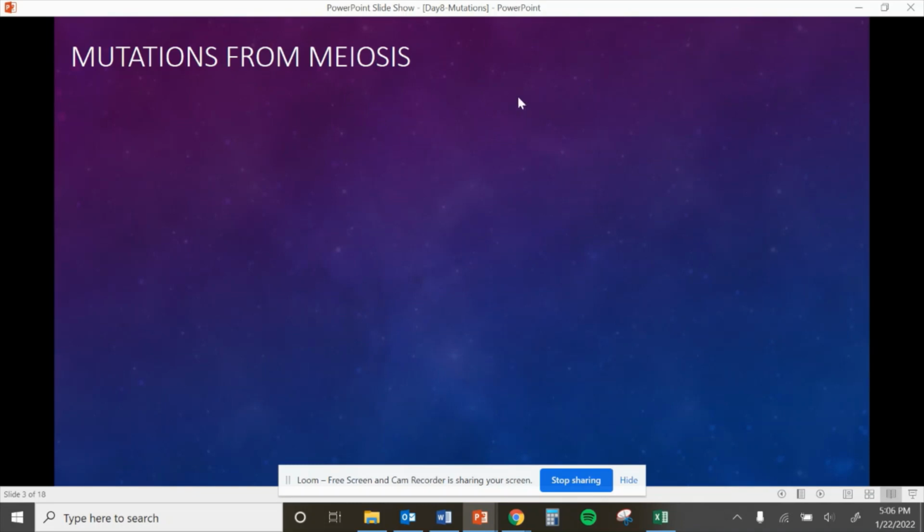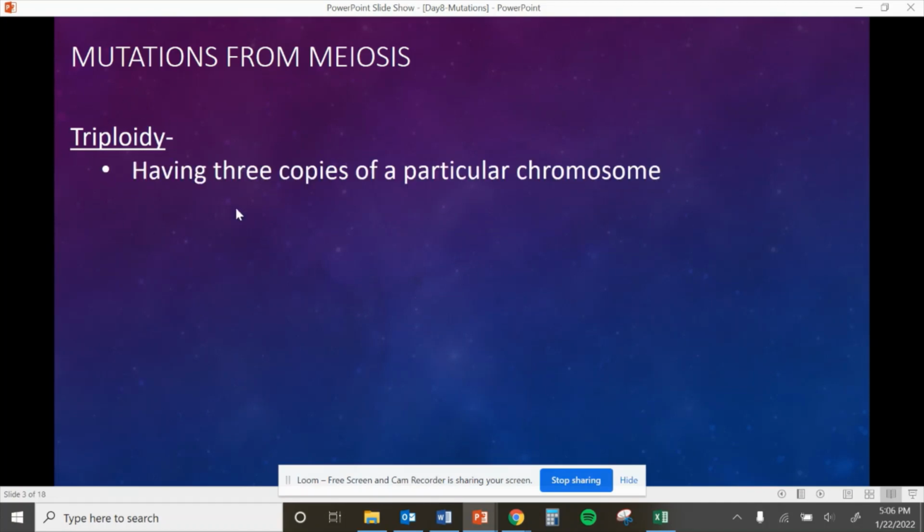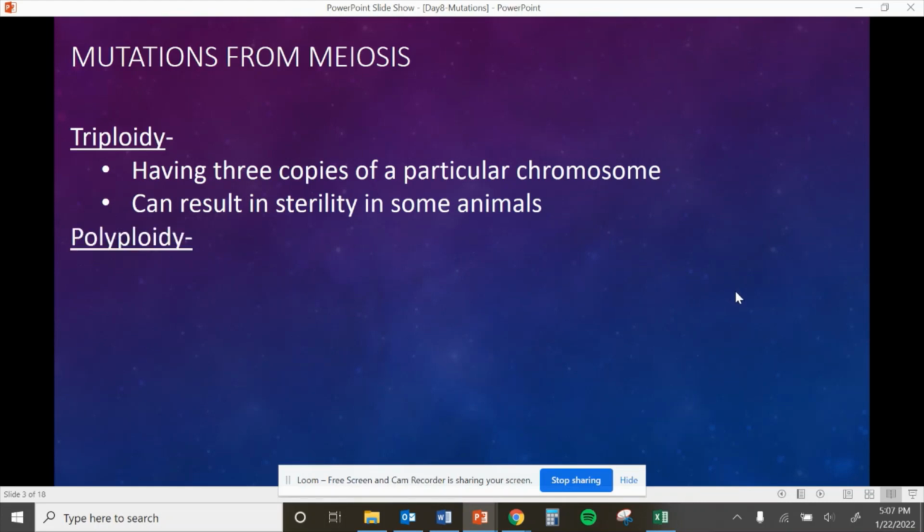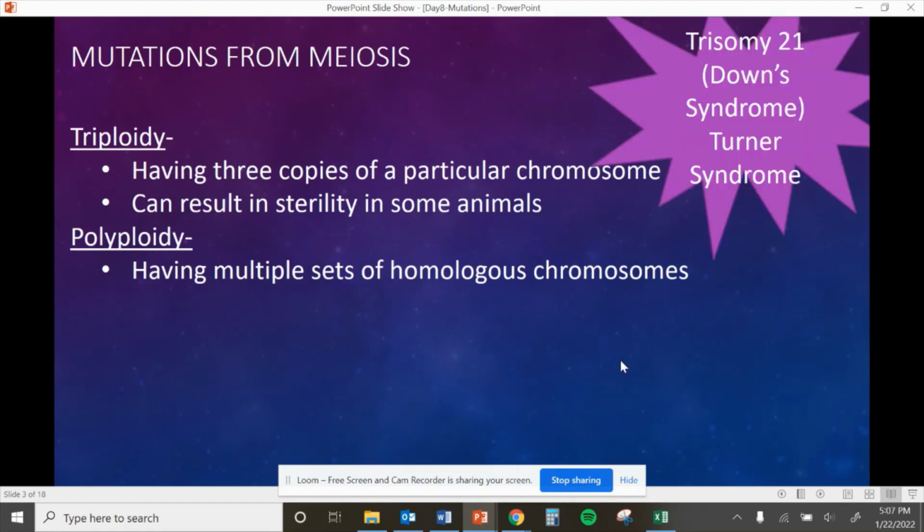Okay, so we can also get mutations from meiosis, and this is dealing with the number of chromosomes that we would get. We've talked about this some, but it could result in something called triploidy, where we have 3 copies of a chromosome. It exists, and we can have sterility in some animals with triploidy. We can also have polyploidy, same idea. These words ending in ploidy make us think of haploid and diploid. So triploid would have an extra copy. Polyploidy would have even more copies, so it's multiple sets of homologous chromosomes.